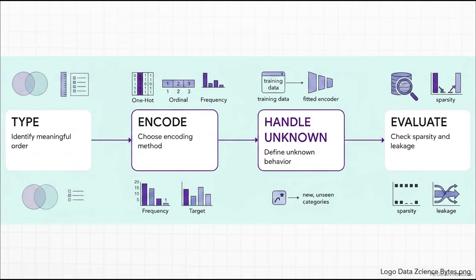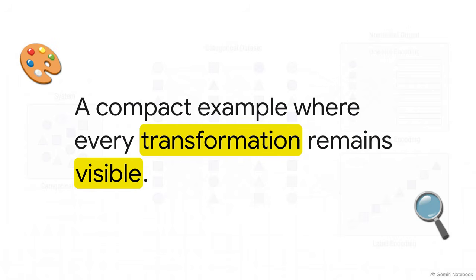After selecting a method, we handle unknown. We fit our encoder on training data and explicitly dictate how totally new, unseen categories should behave in the future. Finally, we evaluate, checking for errors like sparsity or leakage. This entire path matters because your assumptions enter at multiple stages. To really ground this theory in immediate, practical application, let's look at an illustrative example, the color field.